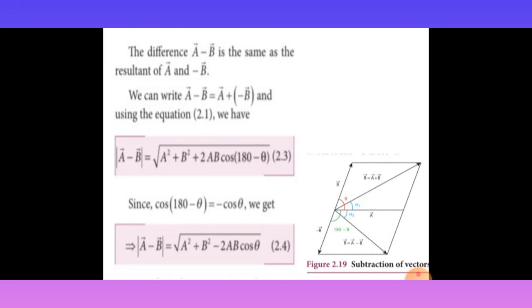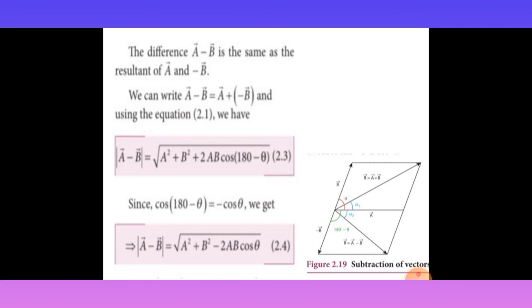So the difference a vector minus b vector is the same as the resultant of a vector and minus b vector. So we can write a vector minus b vector is equal to a vector plus minus b vector. Okay students, so we can write the resultant vector R vector is equal to a vector minus b vector. Here the a vector minus b vector means that is a vector plus minus b vector.